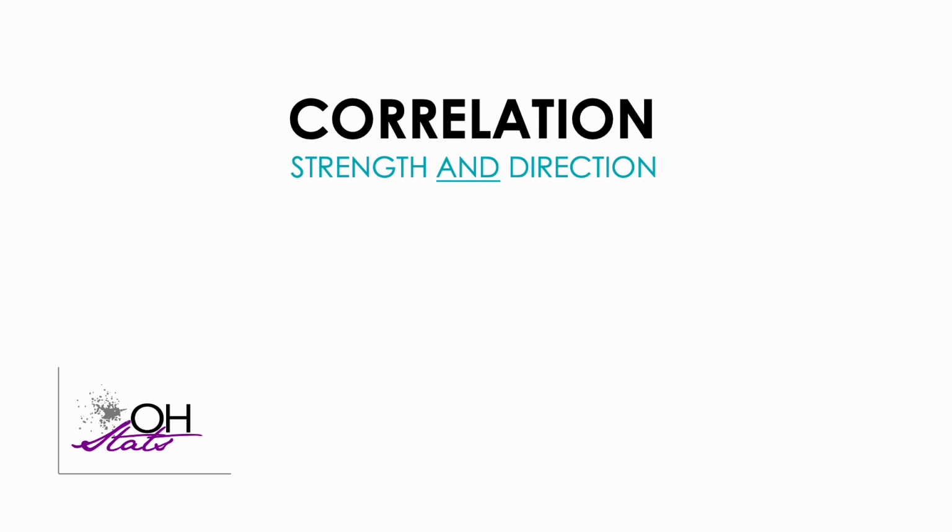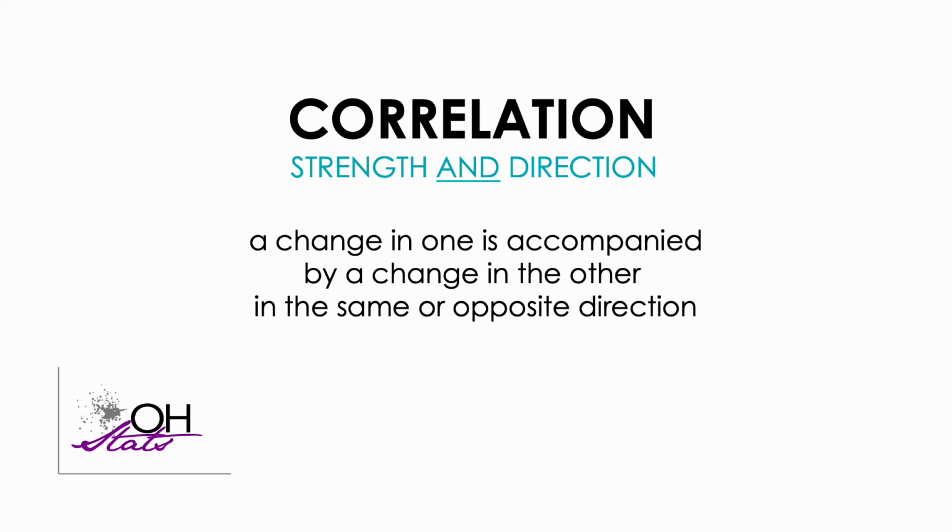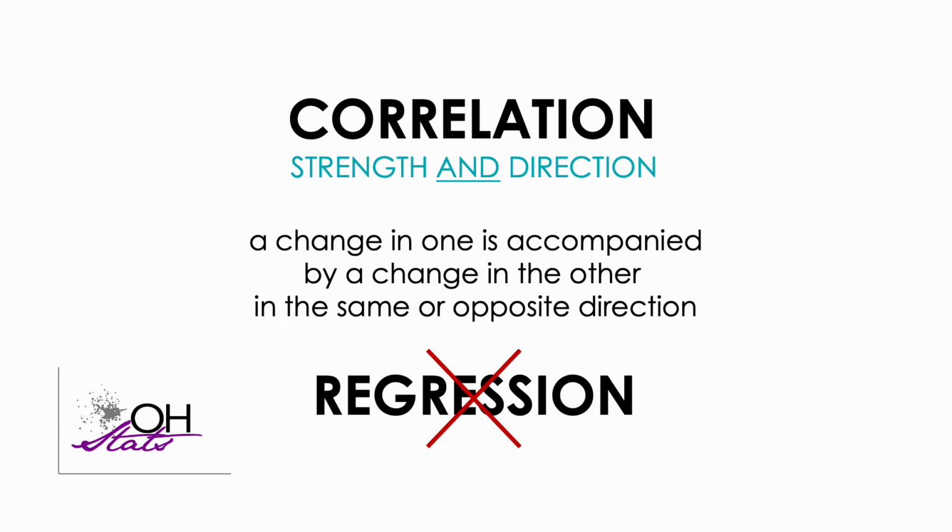So ultimately, correlation is used to quantify the strength and direction of the linear relationship between two variables, where a change in one is accompanied by a change in the other, either in the same or opposite direction. But this is not to be confused with regression. You cannot use correlations to predict one variable using another, or to describe the association between variables as you do in regression.